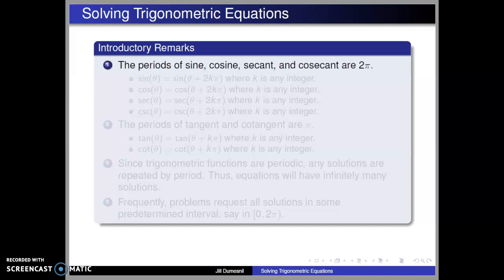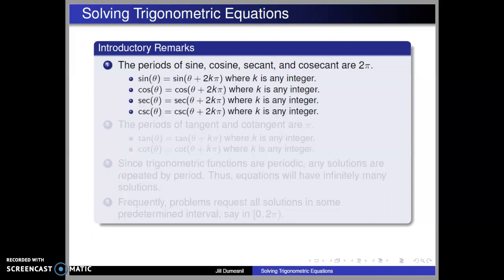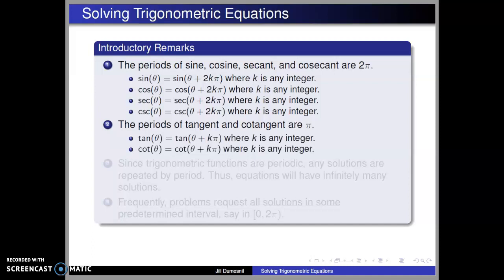The periods of sine, cosine, secant, and cosecant are all 2 pi. Therefore, the function values repeat every 2 pi units. The periods of tangent and cotangent are both pi, so these function values repeat every pi units.